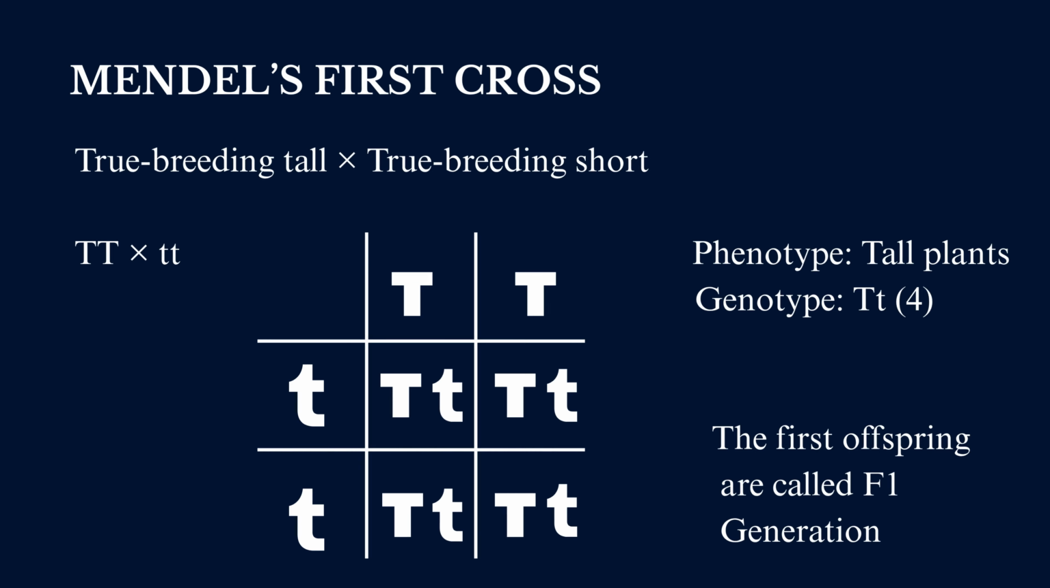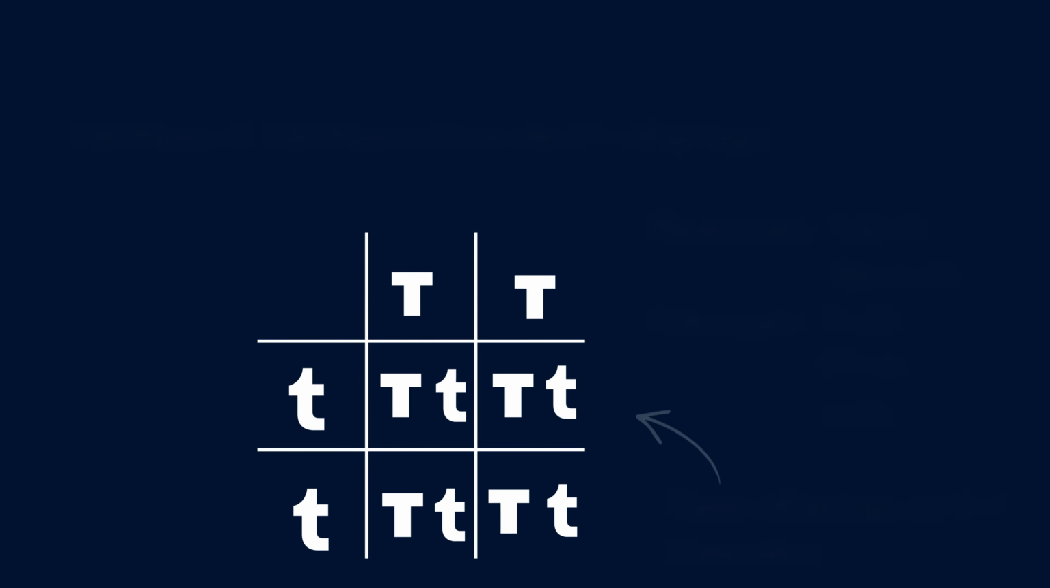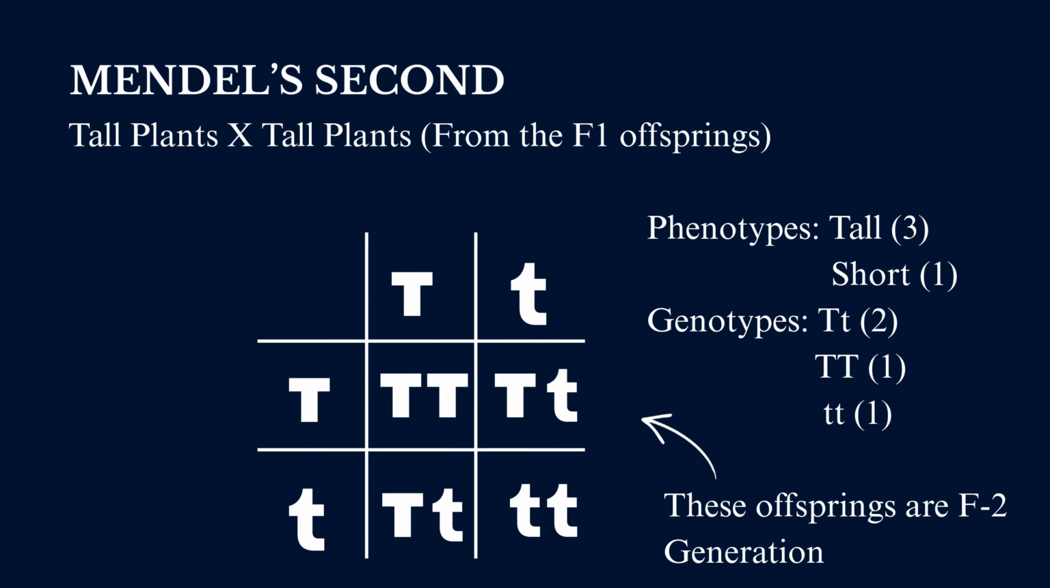When Mendel did this, all of the F1 offspring were tall. The short trait seemed to disappear completely. Then he allowed the F1 plants to reproduce with each other. This produced the F2 generation. In the F2 generation, the short trait reappeared. About 3/4 of the plants were tall and about 1/4 were short.